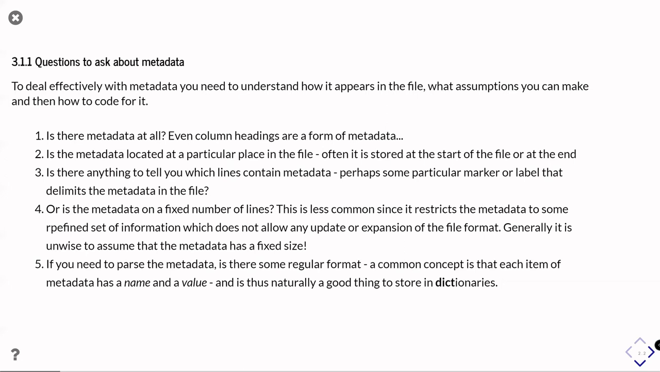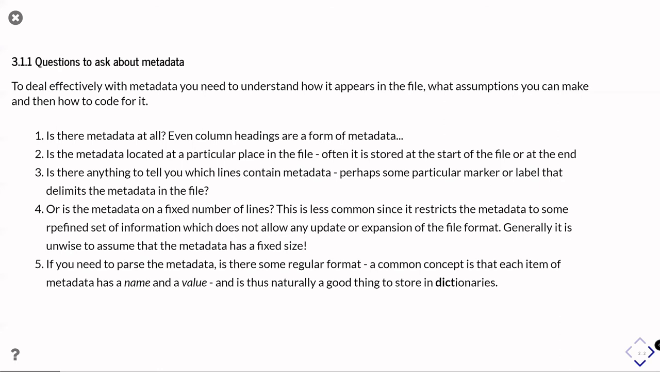This is typically less common because, of course, the problem if you have a fixed number of lines is that you can't then have an infinitely extensible amount of metadata. If your program decides it needs to record some more metadata about your data, or different metadata, then your file format might not allow that if you only have a fixed number of lines. So generally speaking, you don't tend to see that.